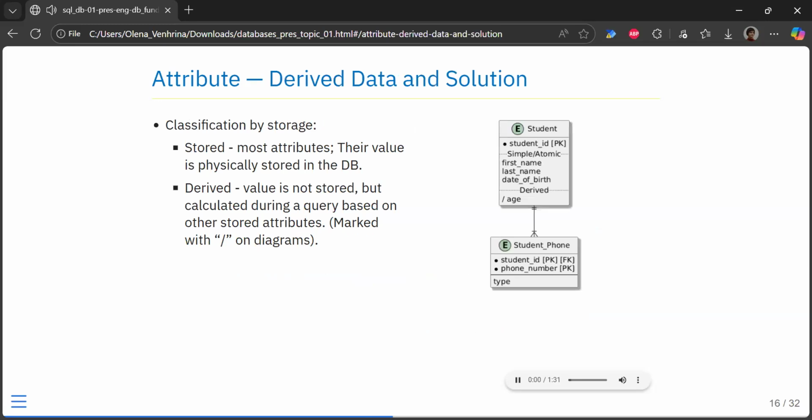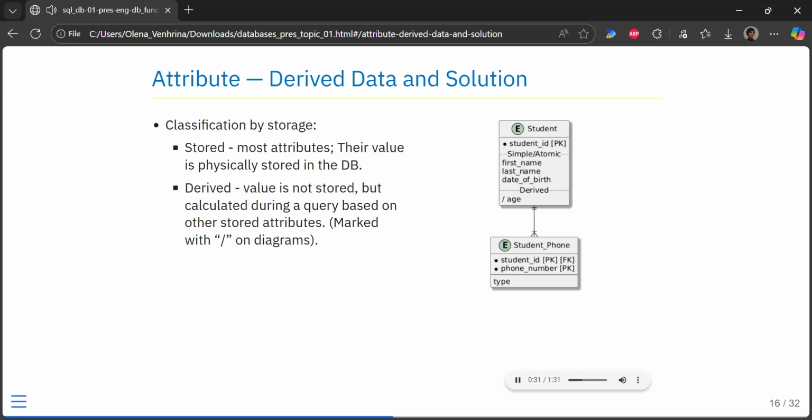We continue the analysis of attributes. The third, final classification is derived and stored attributes. Most attributes you see are stored. We physically store surname or date of birth in the database. But some attributes are derived. This means their value is not stored on disk, but is calculated on the fly during a query. A classic example is age. We store date of birth. This is a stored attribute, but age itself, we calculate instantly when we need it.